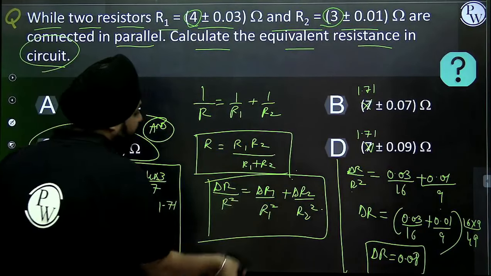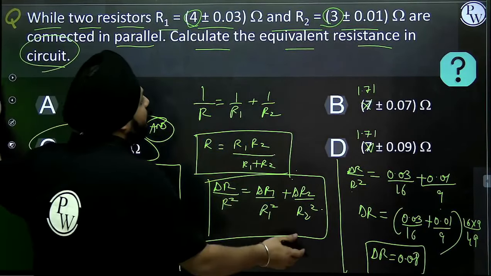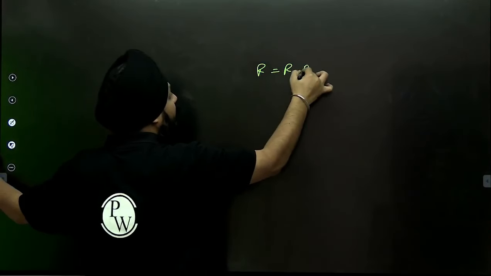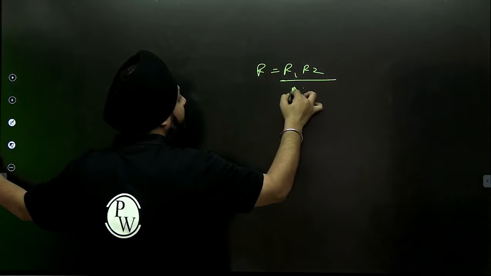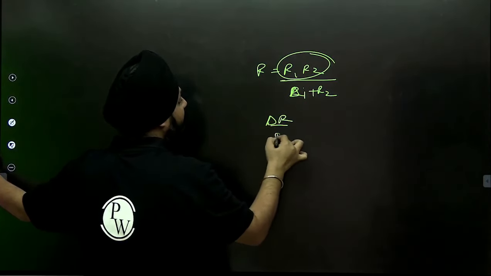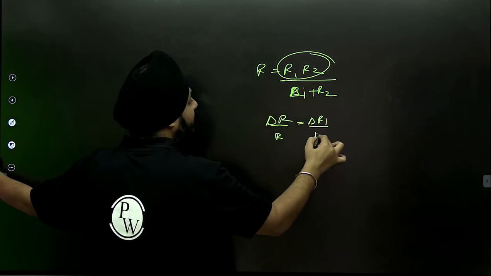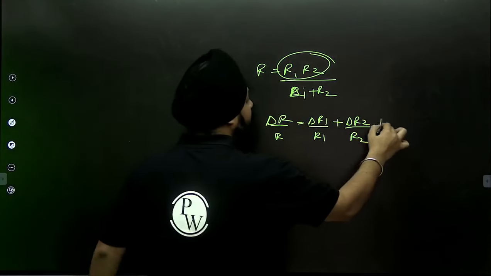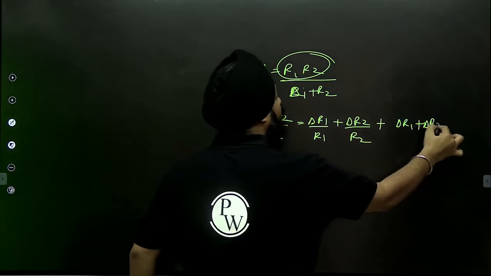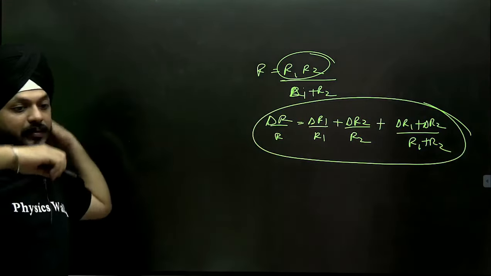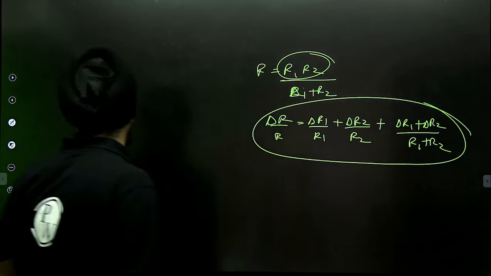So this is an actual formula. In another sense you can also solve this: R is equal to R1 R2 divided by R1 plus R2. If we consider this as a physical quantity, delta R by R is delta R1 by R1 plus delta R2 by R2, plus delta R1 plus delta R2 divided by R1 plus R2. This is another formula. For parallel connection we have two formulas.